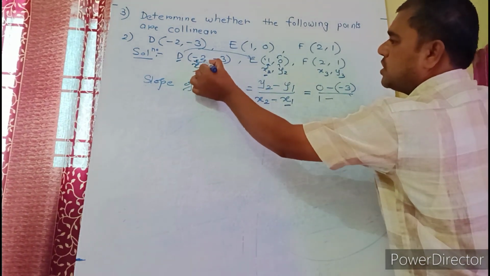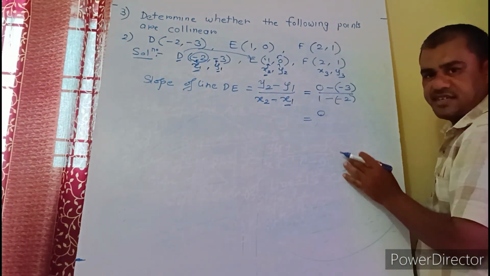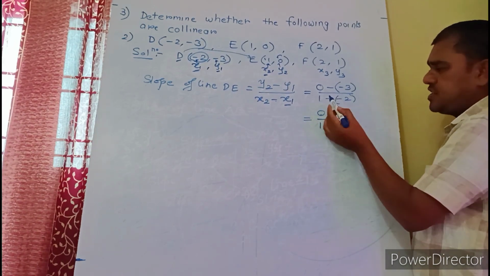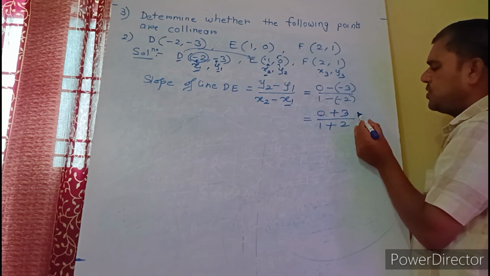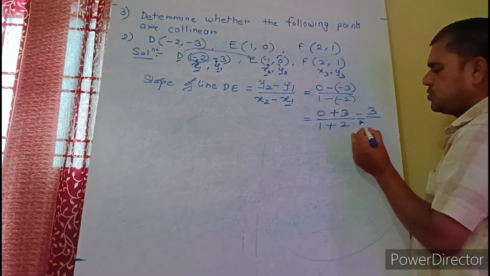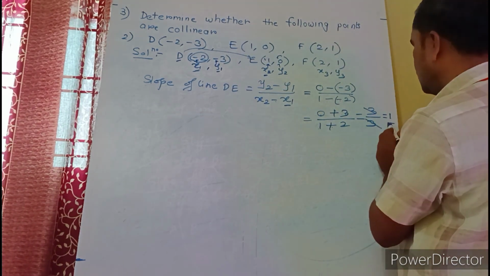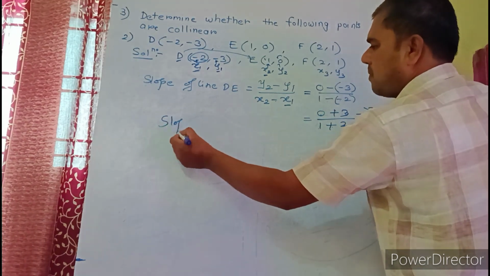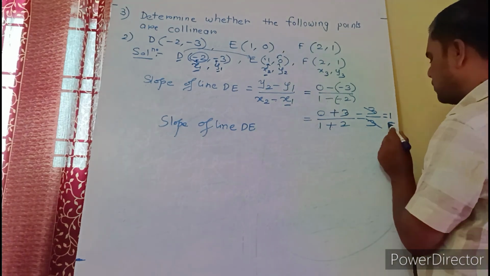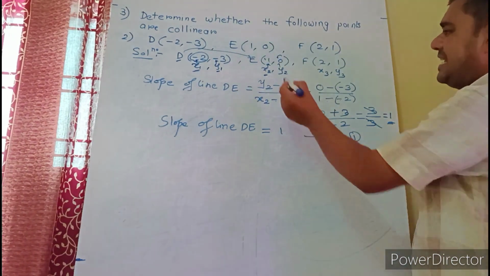The value of x1 is minus 2, put minus 2 in brackets. That will be equal to 0, minus minus will be plus 3, divided by 1, minus minus will be plus 2, which is equal to 0 plus 3, that is 3, divided by 1 plus 2, that is 3. 3 divided by 3 is equal to 1. Now this is the slope of line DE. We get the slope of line DE equal to 1. Give it number 1.